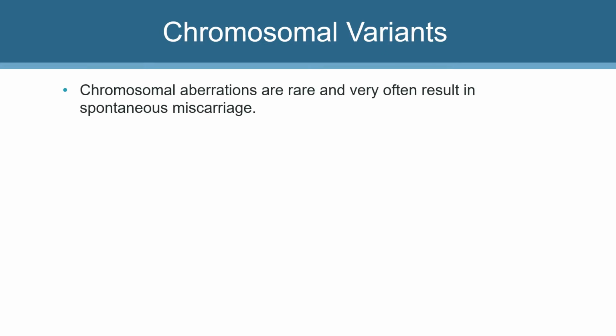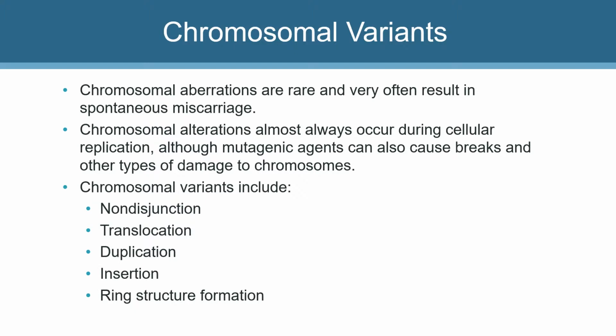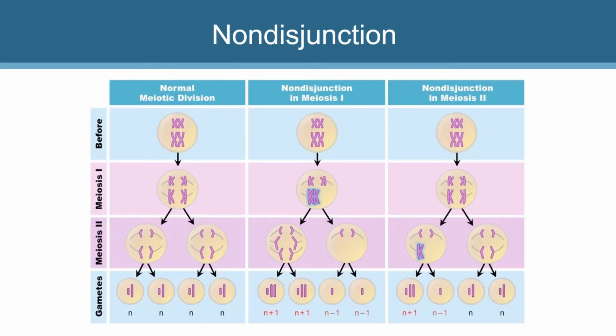Chromosomal aberrations are rare and very often result in spontaneous miscarriage. Chromosomal alterations almost always occur during cellular replication, although mutagenic agents can also cause breaks and other types of damage to the chromosomes. Chromosomal variants can include non-disjunction, translocation, duplication, insertion, and ring structure formation.